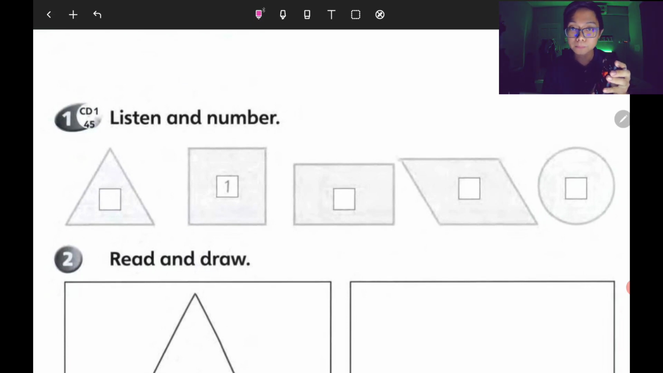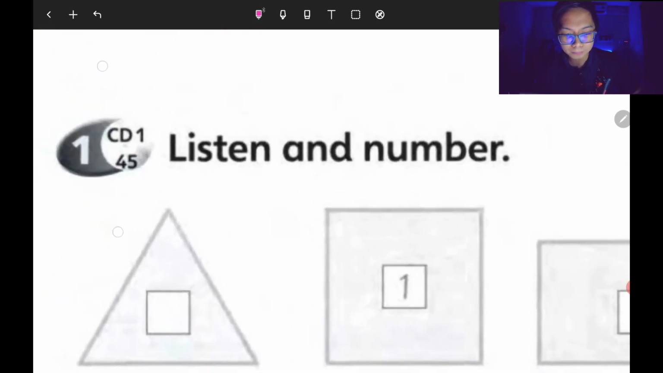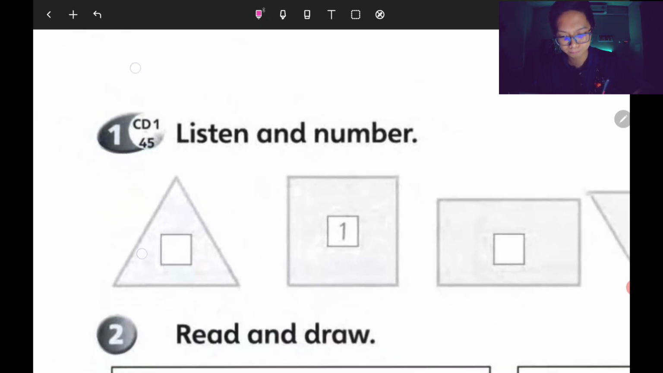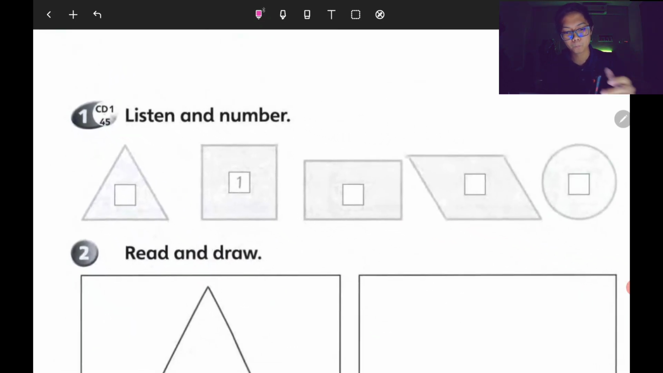Workbook, page 30. 1. Listen and number. Write number 1 in the square.